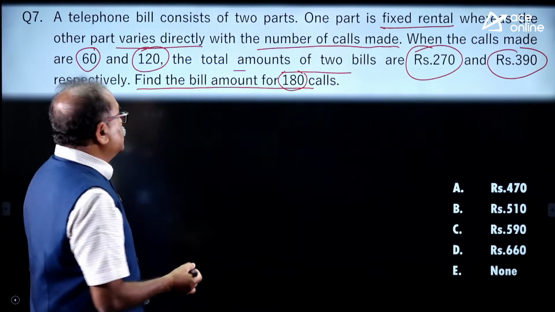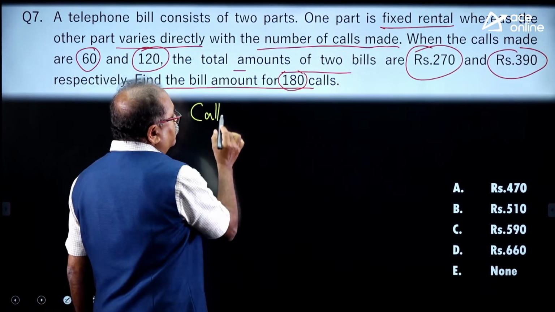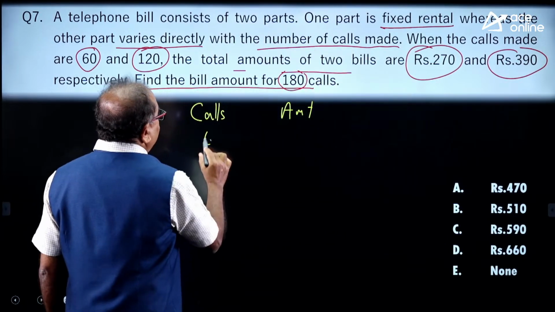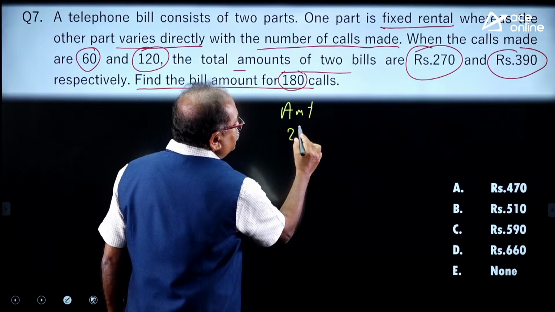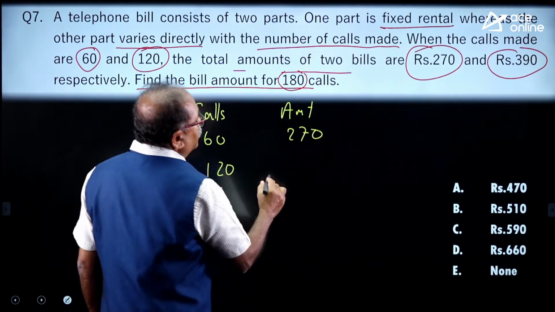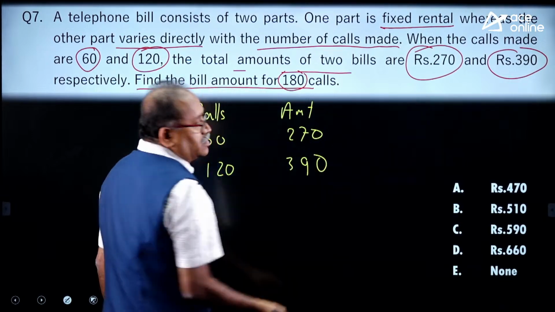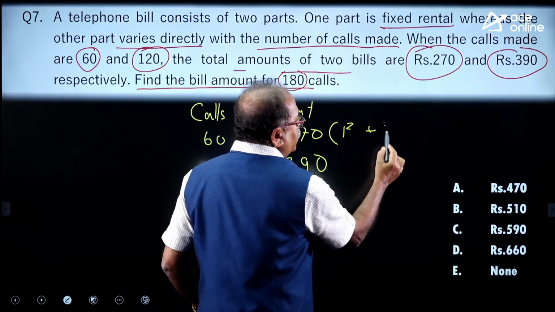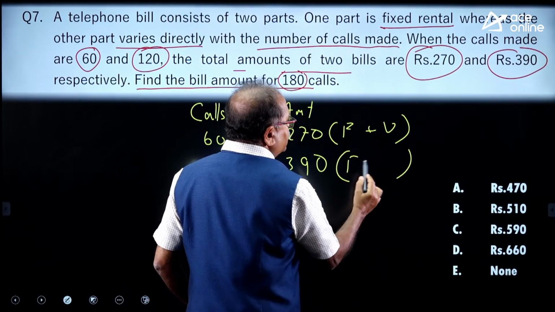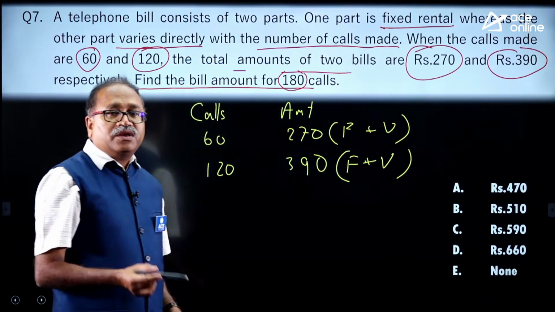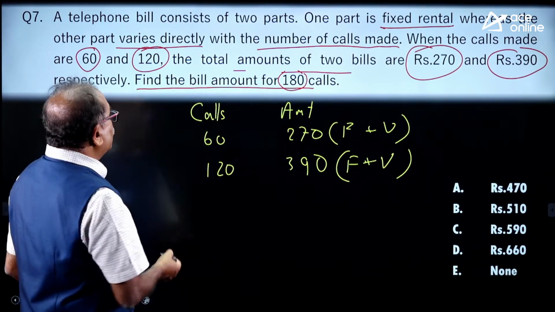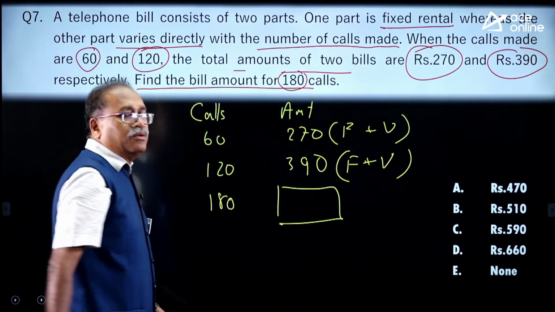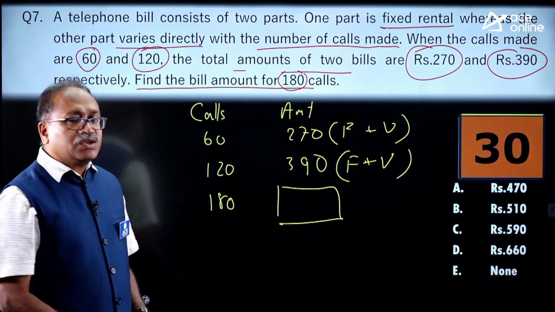What is given in the examples, I'll write down here: the number of calls and the amount paid. For 60 calls, the amount paid is 270. For 120 calls, the amount paid is 390. The expenditure is the fixed expenditure plus the variable expenditure depending on the number of calls. You are asked to find the total amount for 180 calls. Come on, your time starts now.